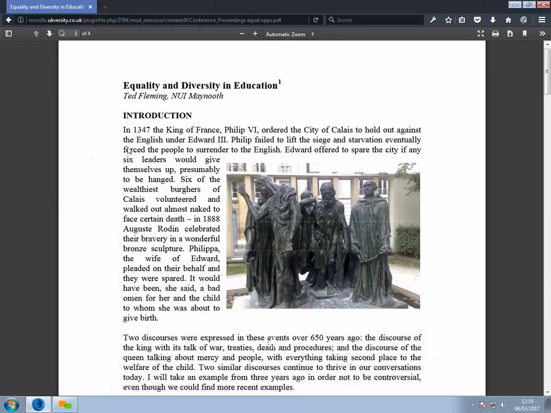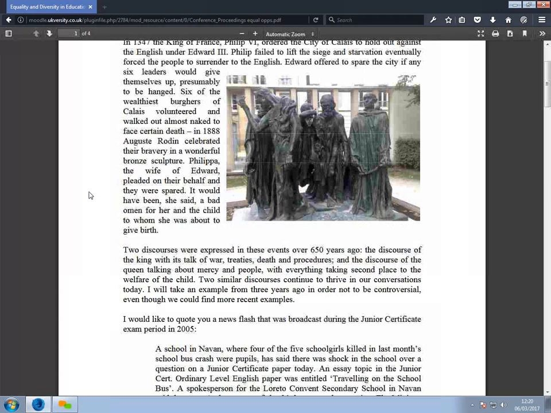Again, he talks about 1347, when the king was determined to hold out against the English under the third Edward, who laid siege to the town to starve the people into surrender. The English demanded that six leaders give themselves up, presumably to be hanged. Six of the wealthy figures volunteered and walked out almost naked to face certain death. In 1888, Rodin celebrated their bravery with a bronze sculpture, which you can see on the left.